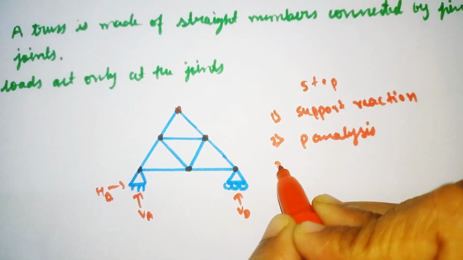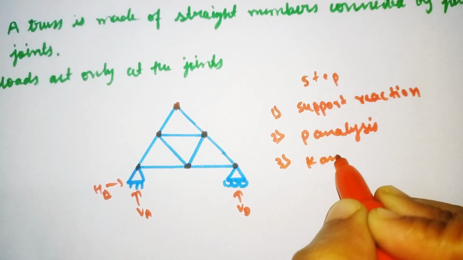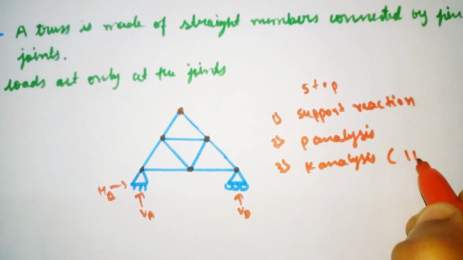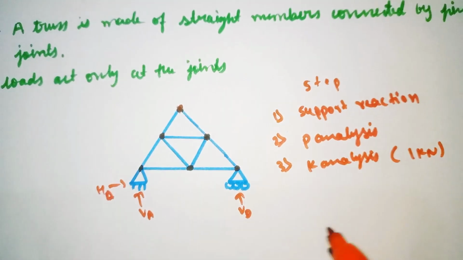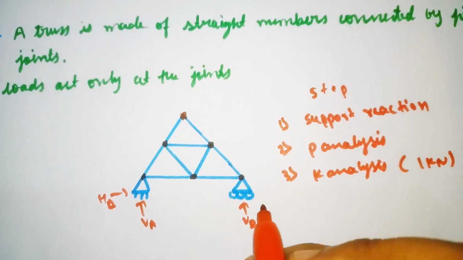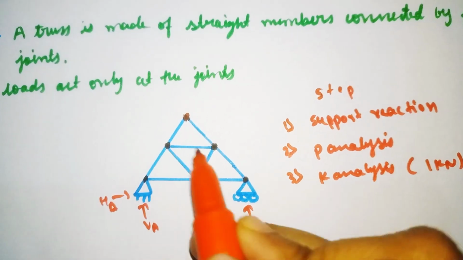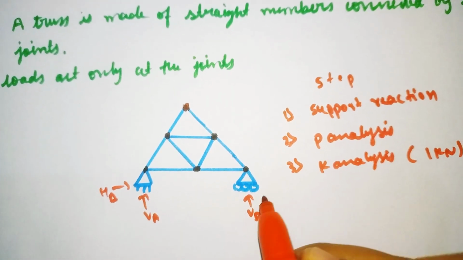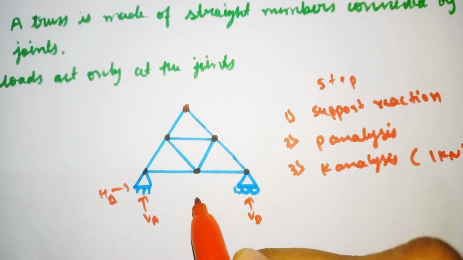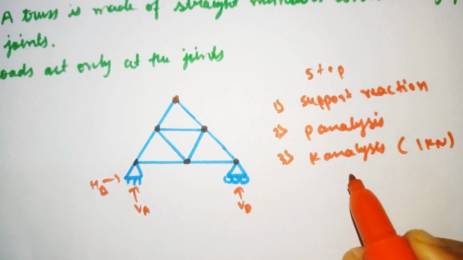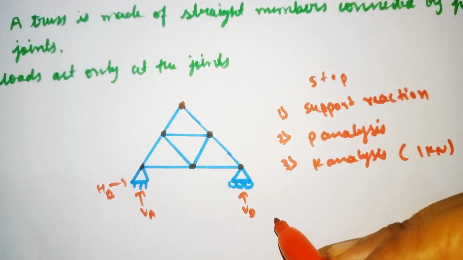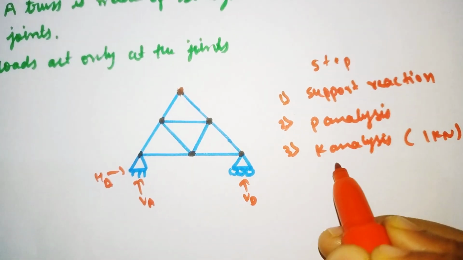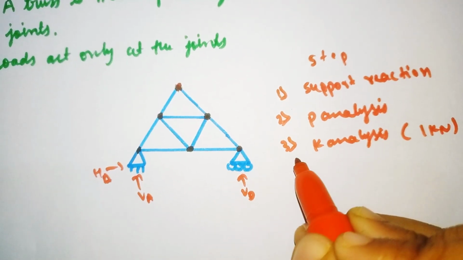And our third step is to find out the K analysis. K analysis means here we need to apply a unit load of 1 kN at the point where they ask to find the deflection. Here we need to remove all the actual loads, whatever they have given in the problem. We need to remove all the external loads, and only apply a unit load of 1 kN at the joint where they ask to find the deflection. And here also we need to find the support reactions. This is our third step.